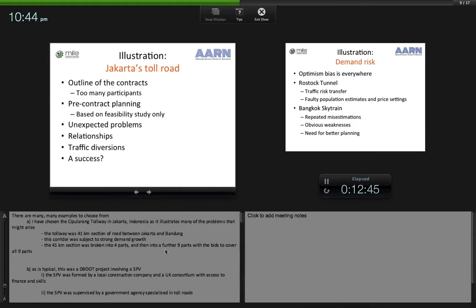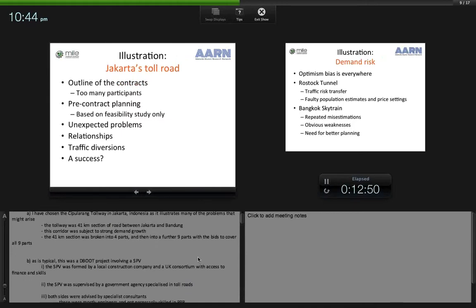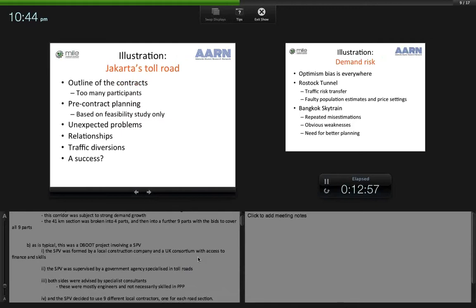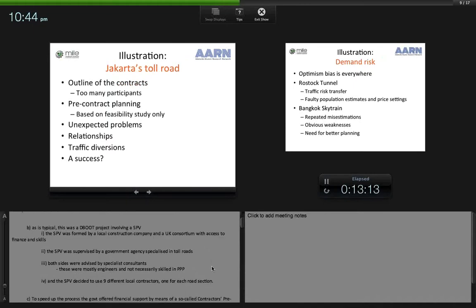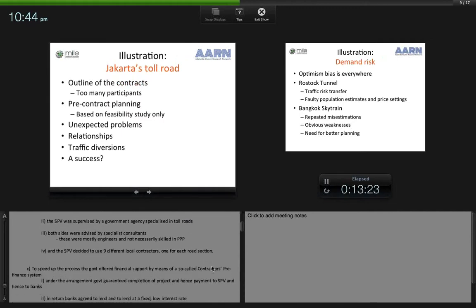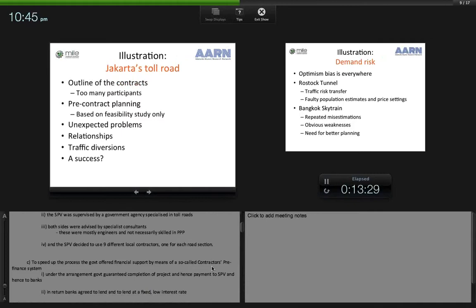then into a further 9 parts, with the bids from the private sector to cover the construction of all 9 parts as one. As is typical, this was a DBOOT project, design, build, own, operate and then transfer, involving an SPV. That SPV was formed from a local construction company and a UK consortium with access to finance and specialist skills. The SPV was supervised by a government agency specialised in toll roads, and both sides were advised by specialist consultants, though it's important to point out that these were mostly engineers and not necessarily skilled in PPPs. And the SPV itself decided to use subcontractors, in fact one contractor for each of the 9 sections of the road, so 9 local contractors to the SPV.